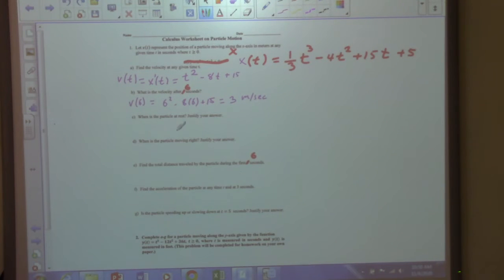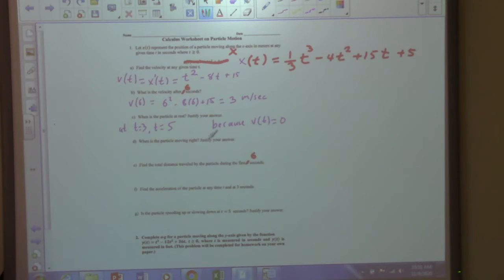When is the particle at rest? And then we'll justify your answer. At t equals 3, and also t equals 5. And why is that? Because v of t is equal to 0, right?